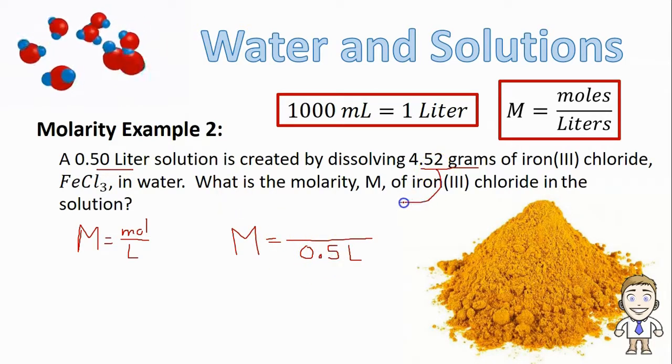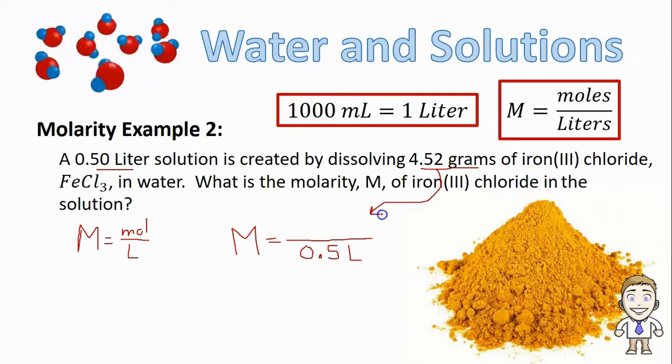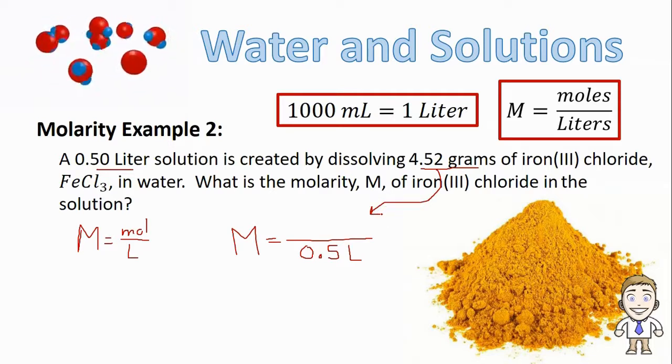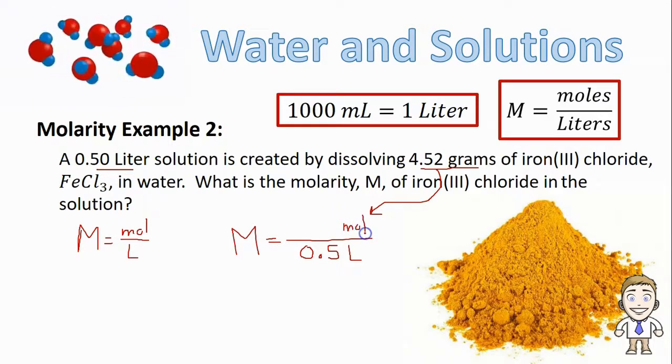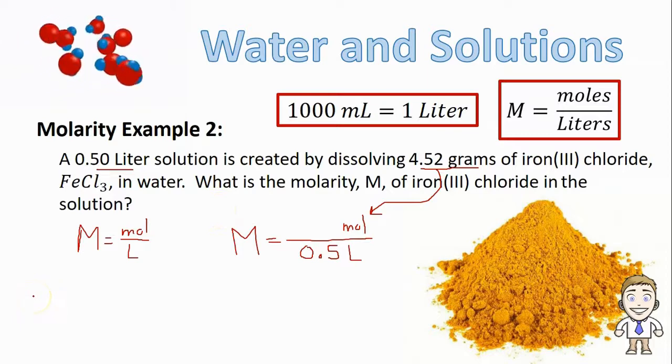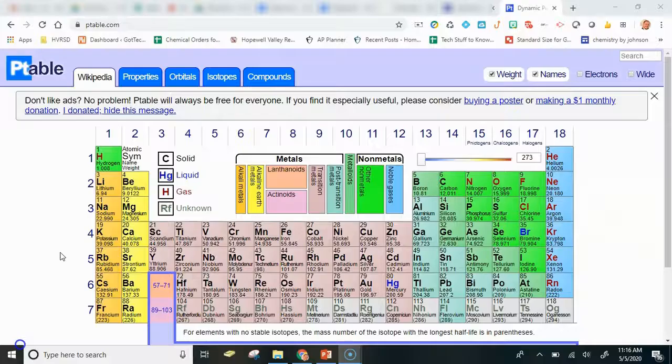The hard part here is that it doesn't tell me how many moles of solute I have. Instead, it gives it to me in grams, and I can't plug in grams, so my first step is to convert those grams of iron 3 chloride into moles. To do that, I'll need to look up the molar mass of iron 3 chloride on a periodic table.